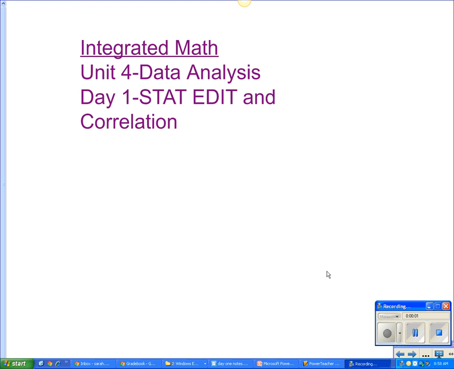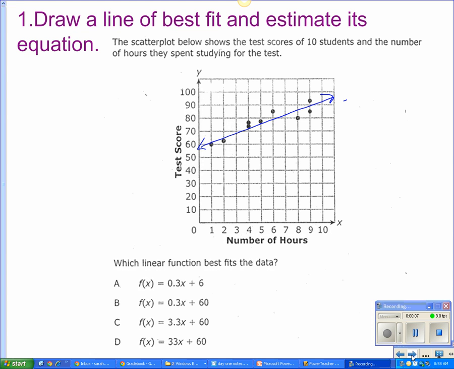Today's lesson, Unit 4, Data Analysis, Day 1, Stat Edit and Correlation. Number 1 says draw a line of best fit and estimate its equation. I've already drawn that in, so make sure you have that on your paper. Down here, we've got to estimate the equation that fits this line.